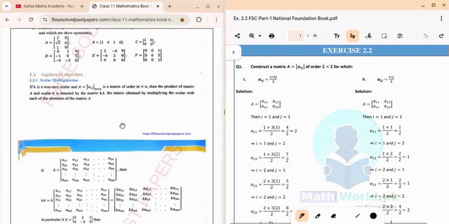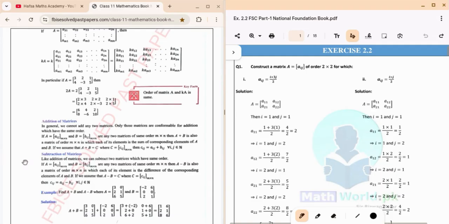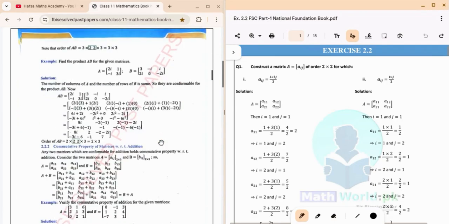So we're just going to start off with 2.2. What they're teaching in this is scalar multiplication, which is pretty easy. If you're a physics student, you will know this in physics as well, basically what it means. Addition of matrices, like I said, you should know that from 9th and 10th. Subtraction, multiplication, and then we have two laws.